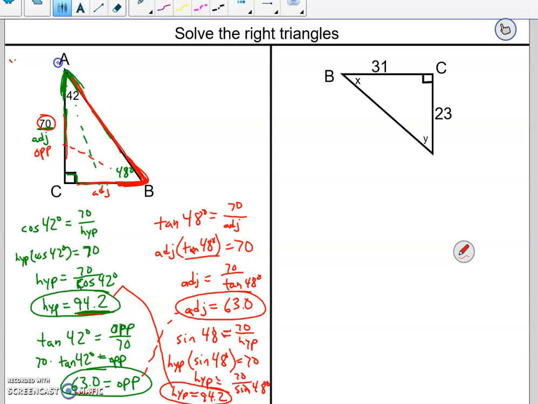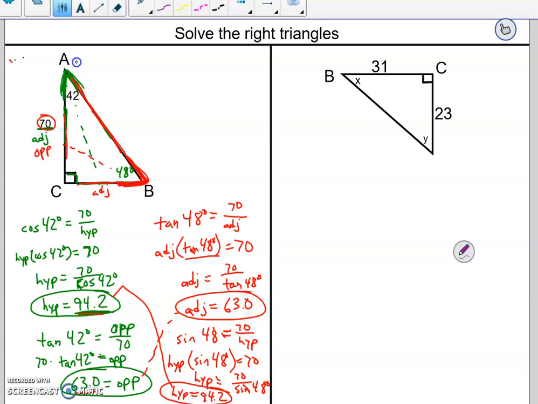Okay, so a couple different ways that you could go about this. Don't feel like if you're doing something slightly different than a neighbor that you're in the wrong. As long as you're following these rules that go along with trig ratios, you'll be fine. All right, let's try the problem over on the right-hand side.